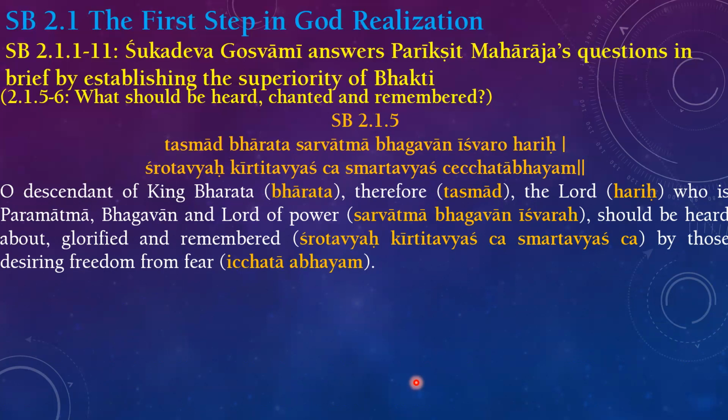Okay? Sarvatma, Bhagavan, Ishvara. Sarvatma refers to Paramatma, who is everywhere, inside and outside. Bhagavan is Bhagavan. And Ishvara is the Lord of power, the supreme controller, the supreme creator, and also the Brahman. The Lord Hari exists in three features: Brahman, Paramatma, and Bhagavan. So one should hear about, chant about, and remember Brahman, Paramatma, and Bhagavan. Okay? By those who desire to attain freedom from material existence. What one should not do in the previous three verses, what one should do now in this verse.